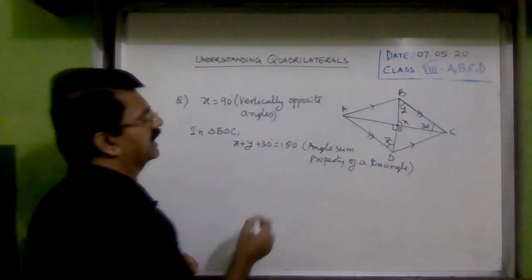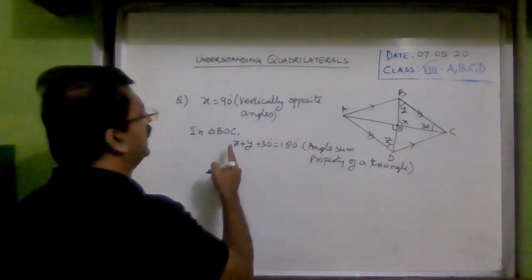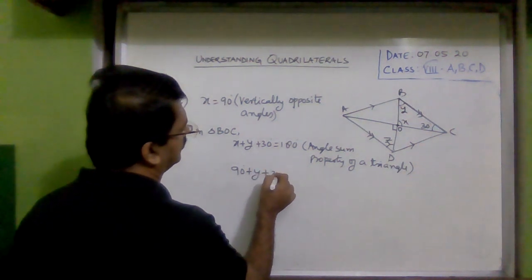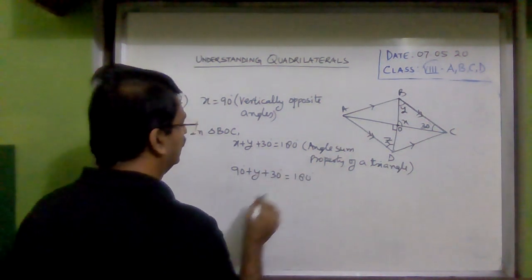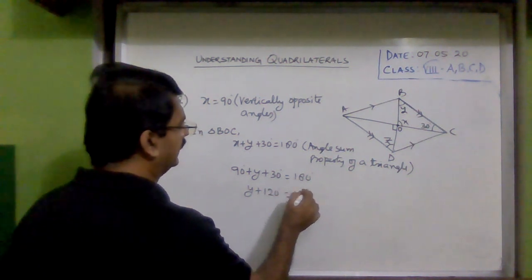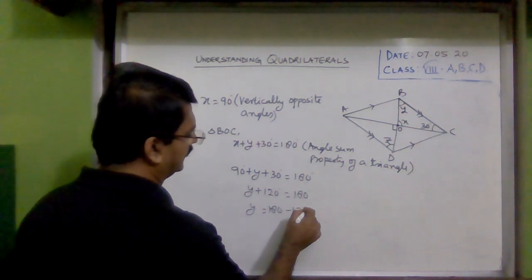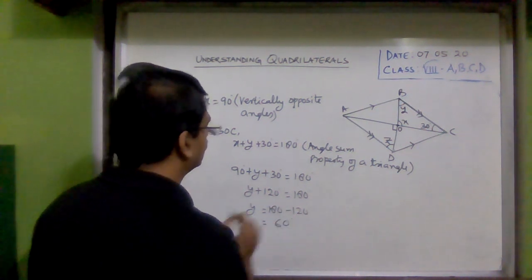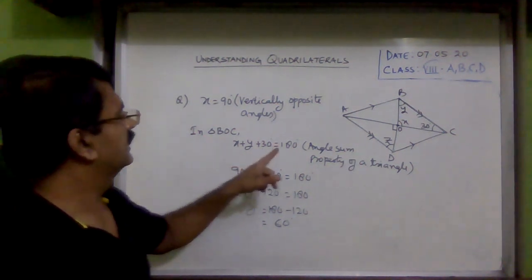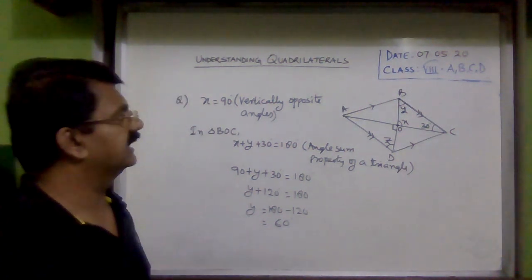Angle sum property of a triangle. Now X we have already calculated as 90, so 90 plus Y plus 30 is equal to 180, so Y plus 120 is equal to 180. So Y is equal to 180 minus 120, that is 60 degrees. So we have found that the value of Y is 60 degrees. Clear? So the value of X was 90 and the value of Y is 60 degrees.